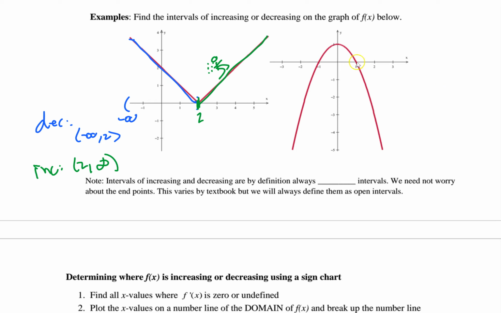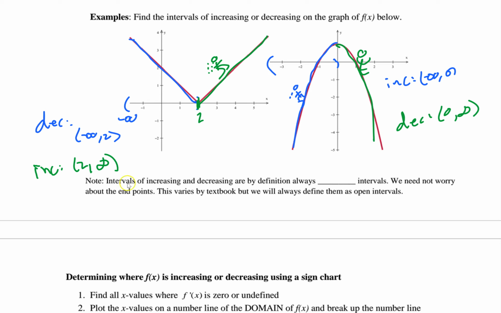If we want to do increasing, let's go left to right. Well, you have to walk up this whole hill. It's up to there, right? That's increasing. So again, x values, negative infinity to 0. And then decreasing, read the rest of it. Whee! Zero to infinity. Again, x values.